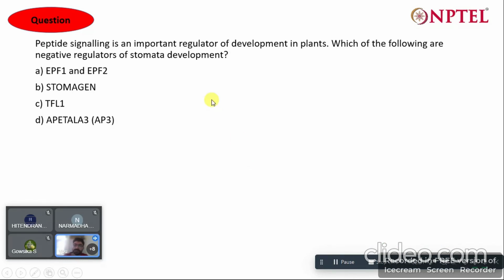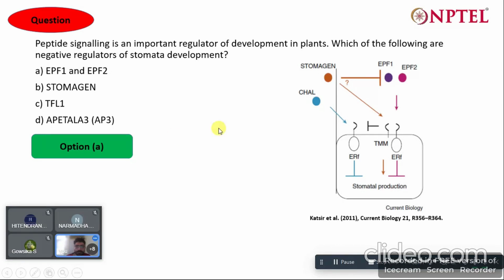So, peptide signaling is an important regulator of development in plants. Which of the following are negative regulators of stomata development? EPF1, EPF2, stomagen, TFL1, or AP3? So, can anybody take a guess? EPF1 and EPF2, sir. Okay, any more guesses? So, the answer is option A.